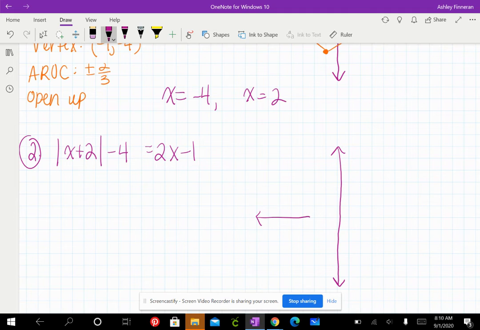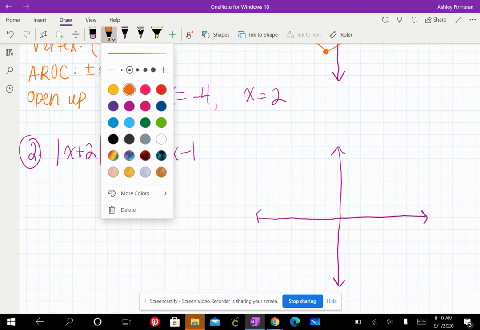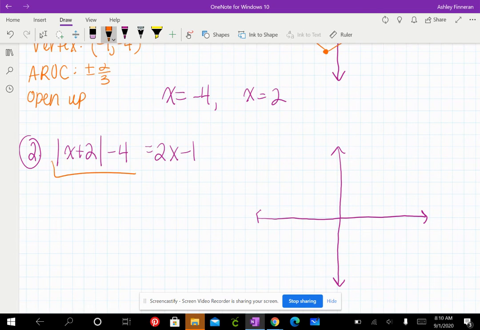Again, I'm going to graph both sides in different colors. I want to graph my absolute value function in one color and my linear function in another color. So I'm going to choose my absolute value to be in orange. So my vertex is at -2, -4. I know that the average rate of change of each side is either plus or minus 1.